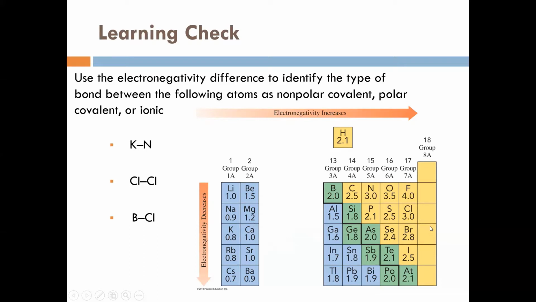Cl–Cl: the difference between these two is 0, so therefore it is nonpolar covalent. And then B–Cl. We're still in nonmetals. This metalloid is still to the right of the step, so it behaves as a nonmetal. So between B and Cl there is only a difference of 1. This becomes a polar covalent bond.